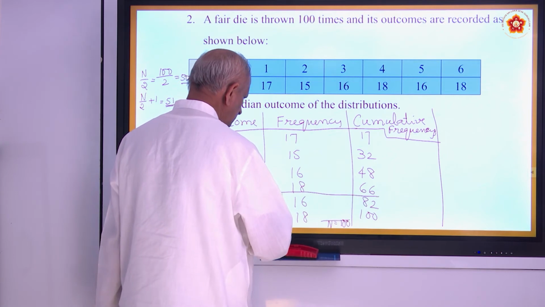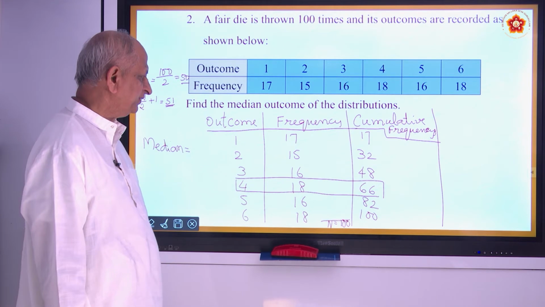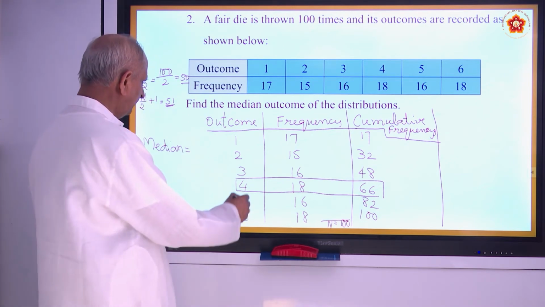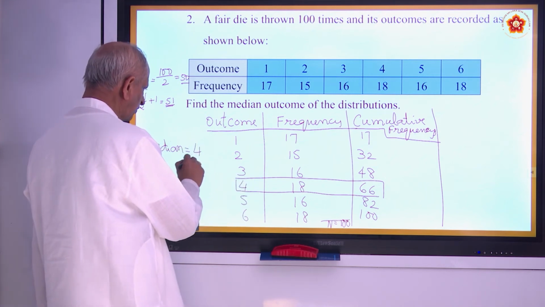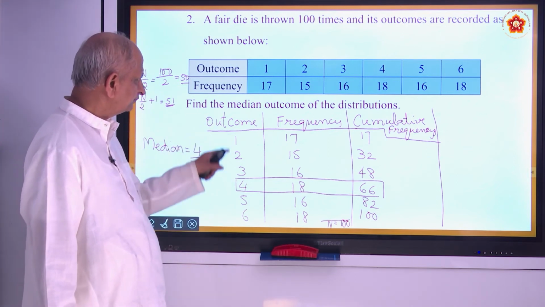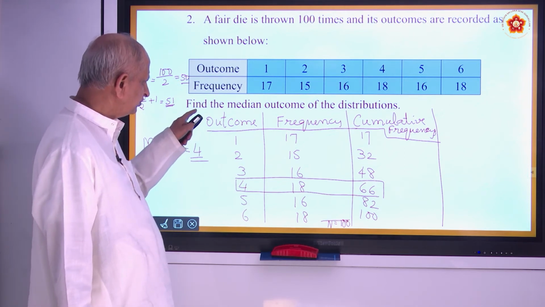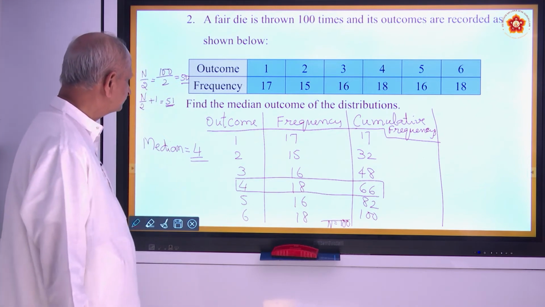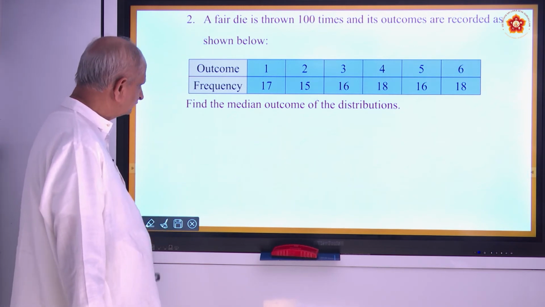Is it not? So the average of that 50th observation and the 51st observation, that will be number 4. So median is equal to 4. That is the answer. So this you must take. Okay. So median of the distribution is 4. Okay. Shall we pass on to the next problem? Okay.